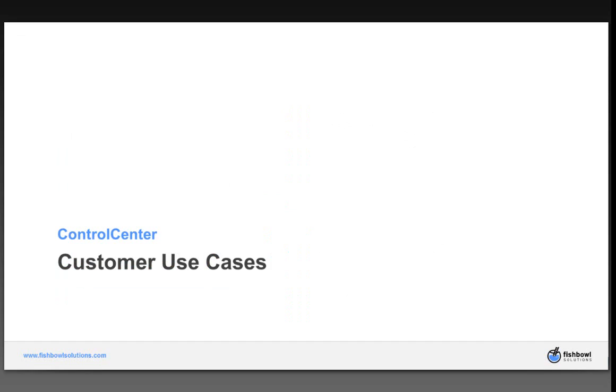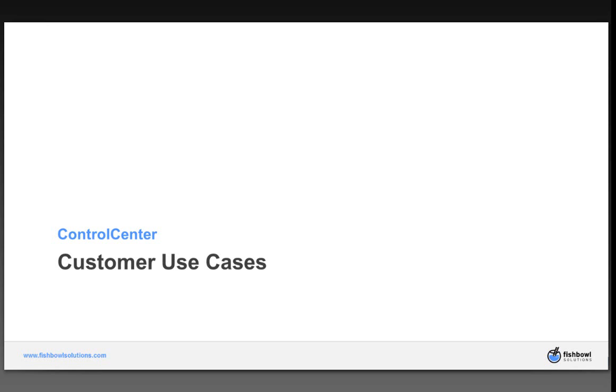So I also wanted to give a couple of examples of customer use cases that we've had in the past. Like I said, ControlCenter is really the next generation rebranding of the product that we used to call Policies and Procedures, and that product has been available on the market for some time. So we have a number of customers who we've already worked with to address some of these similar challenges.